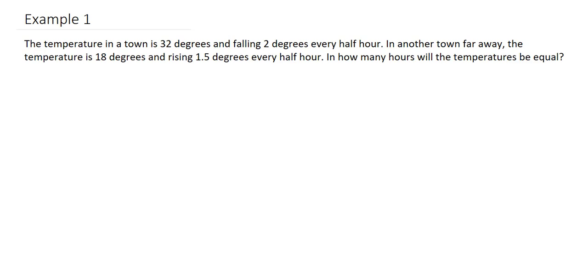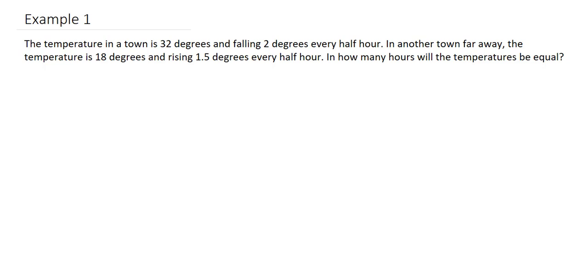Example 1. The temperature in a town is 32 degrees and falling 2 degrees every half hour. In another town far away, the temperature is 18 degrees and rising 1.5 degrees every half hour. In how many hours will the temperature be equal? So we have two different towns that are eventually going to have the same temperature, and we're just going to figure out in how many hours that will be. So, let's set up our problem.